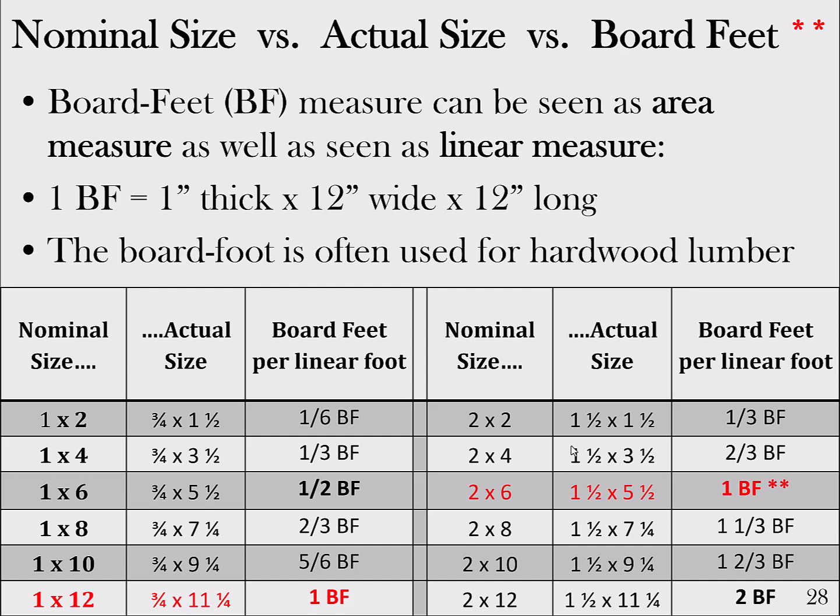Meanwhile, over on the other column, if you go more than halfway across the page, I've got a second nominal column dealing with 2x4s, 2x6s, 2x8s, 2x10s, 2x12s.